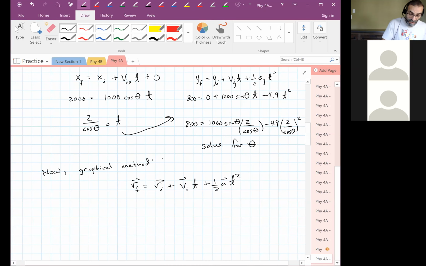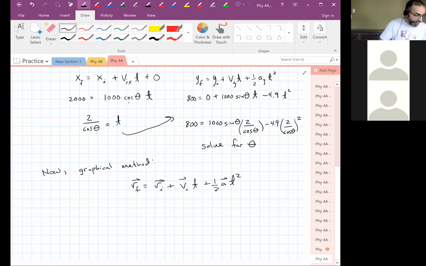So this is the equation that we used up above, right? But we didn't write it in vector form. We just wrote it as components. X final equals X initial plus V initial in the X direction times time plus 1/2 acceleration in the X direction times t squared. And we did the same thing in the Y direction. We split this equation into components.